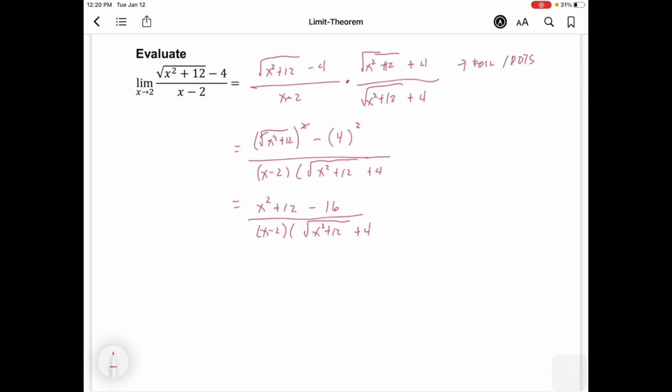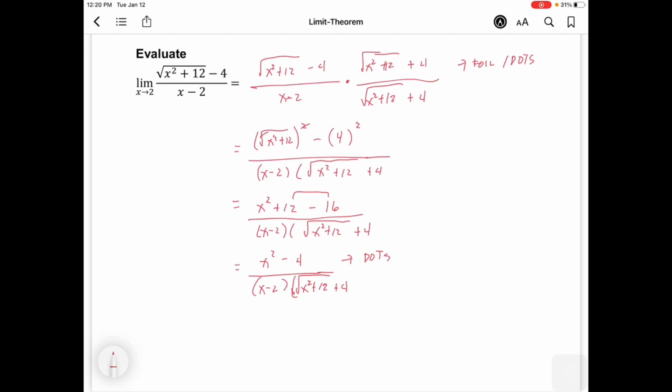So, in this case, ipafactor natin ang numerator. So, this will be a, or not factor. Simplify muna natin tong dalawa to. 12 minus 16. This will be equal to x squared minus 4 all over x minus 2, the square root of x squared plus 12 plus 4. Factor natin to ng DOTS. Difference of two squares pa din siya.